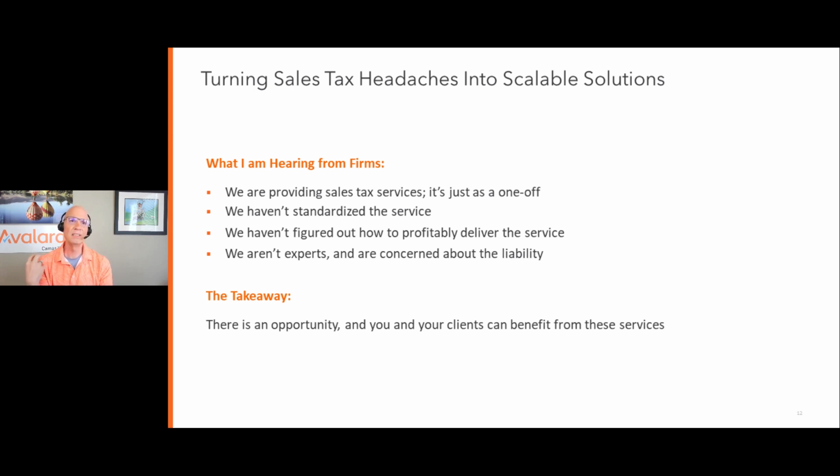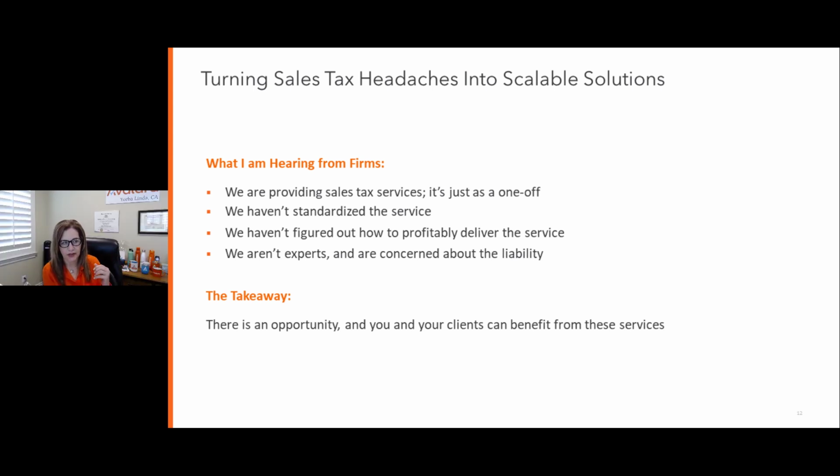And so there's always concern about what kind of expertise you have in the firm versus the type of liability that you're dealing with. The key takeaway I want, go ahead. I was just going to add two more things, observations that I've heard from firms as well.